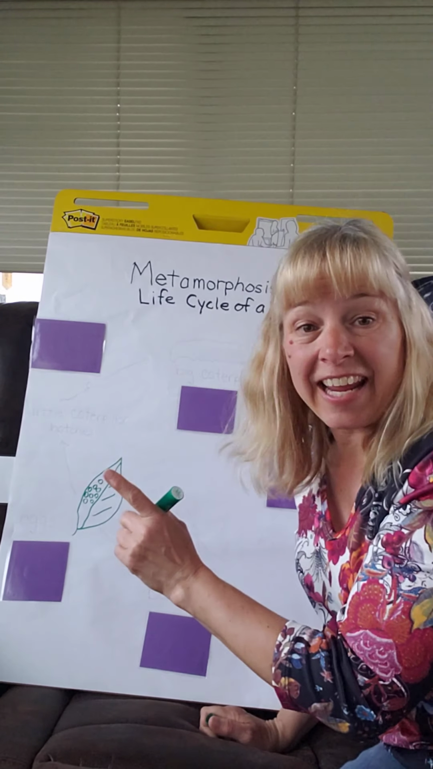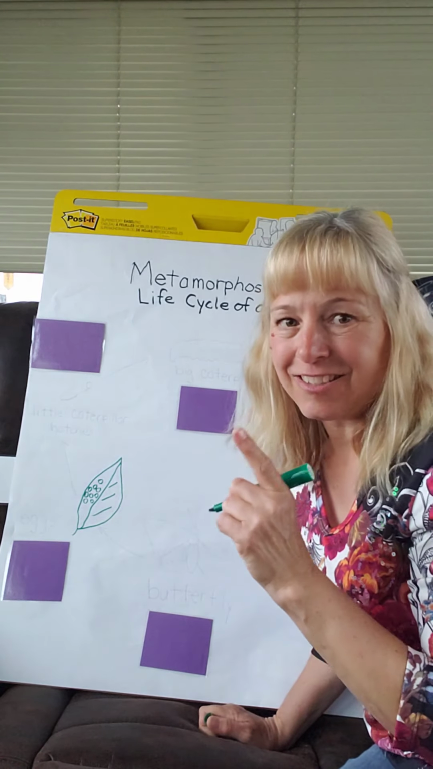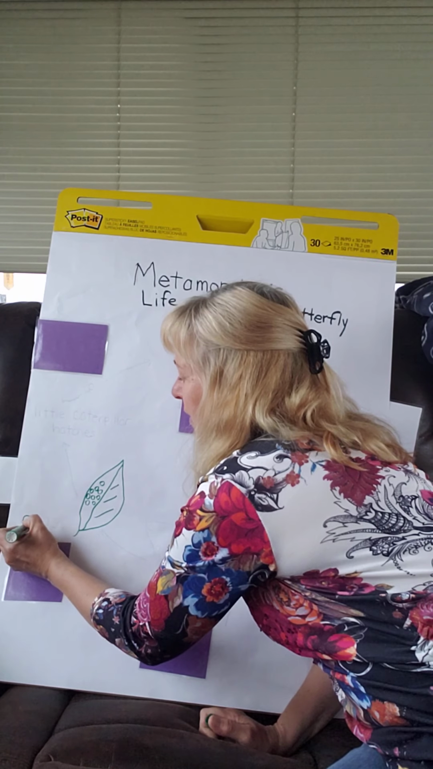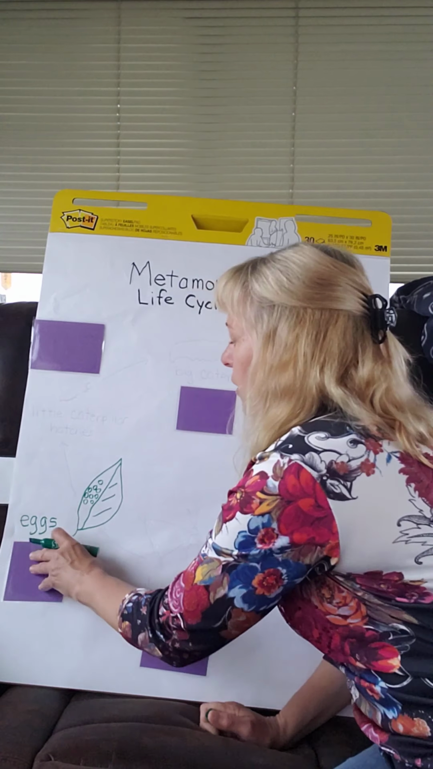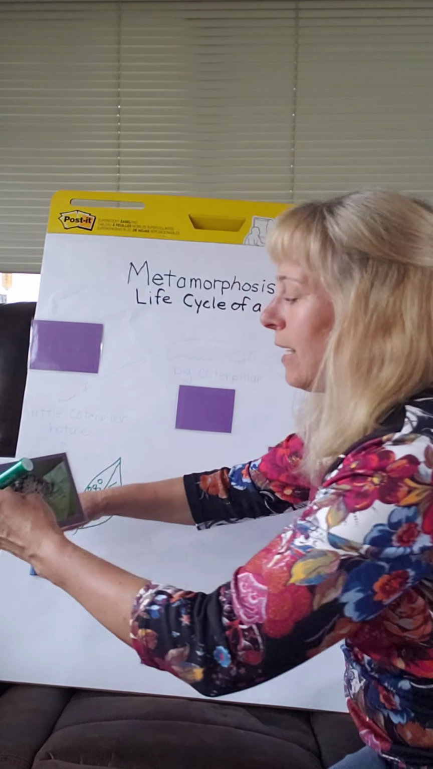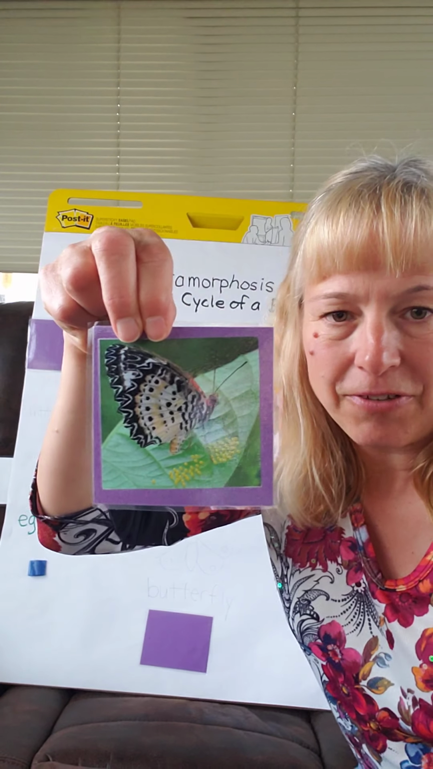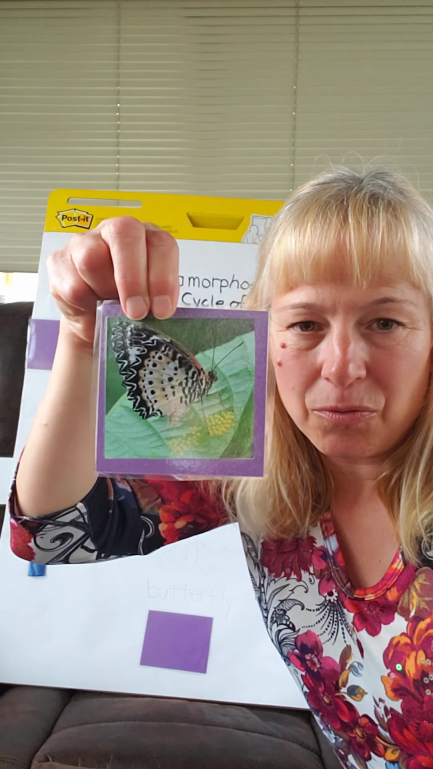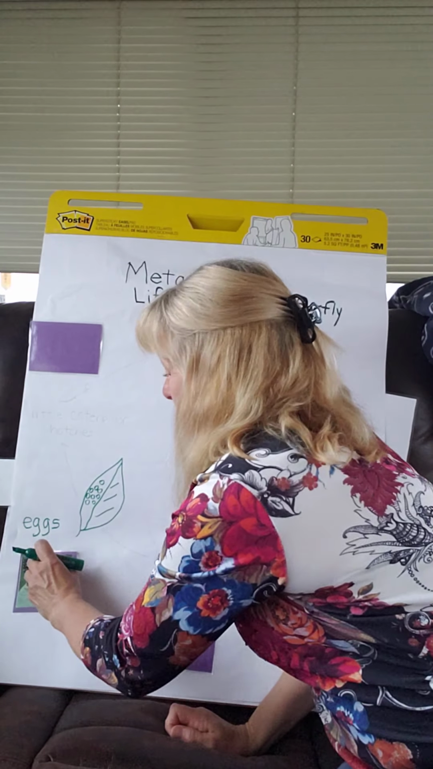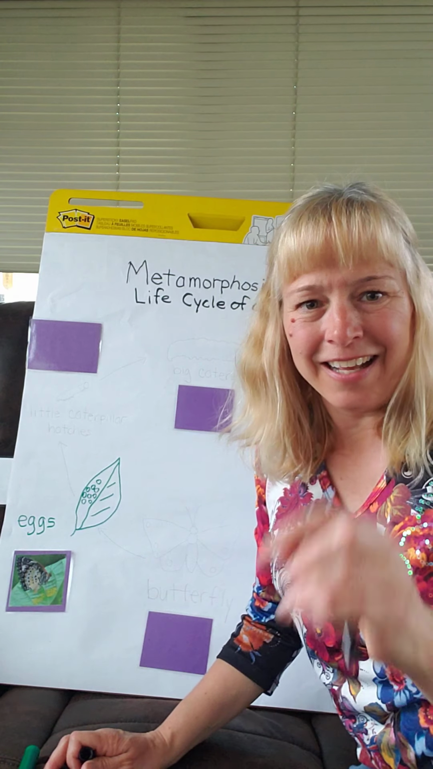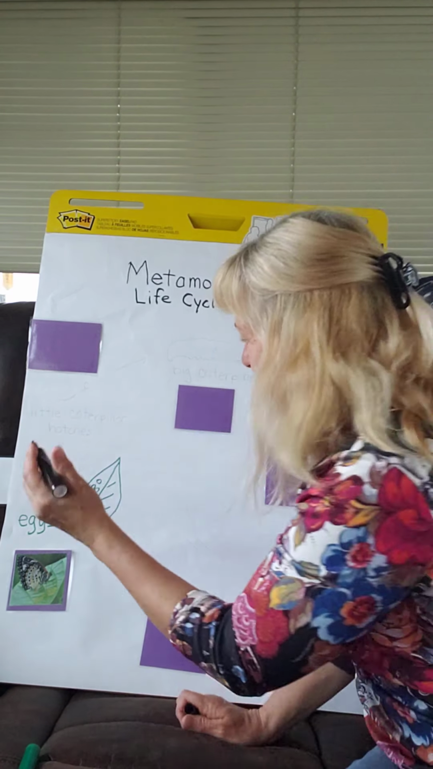and I'm going to write the word eggs. Starts with an E. So here are our eggs on the leaf, and here I'll show you a really cool picture of what they look like. So this is a photo of a butterfly with her eggs on a leaf. That's the first step. Then, guess what comes out of the eggs? Right! Little itty bitty caterpillars.